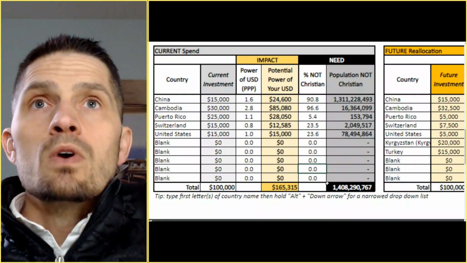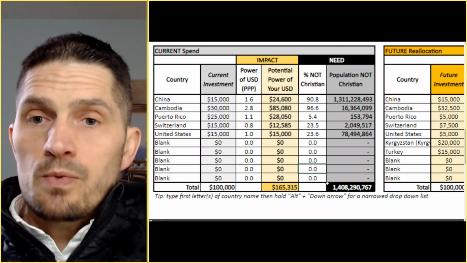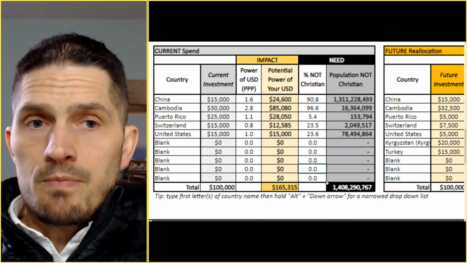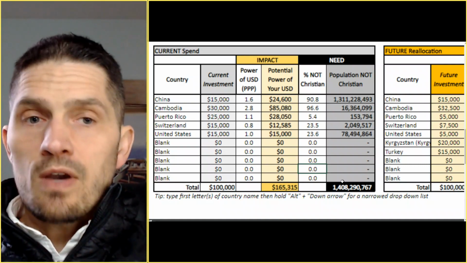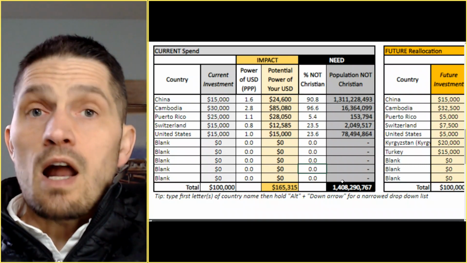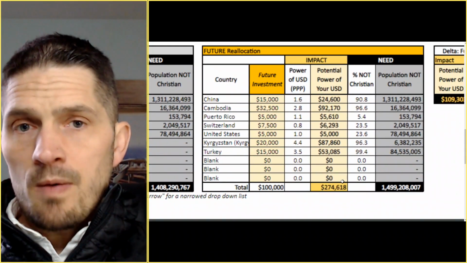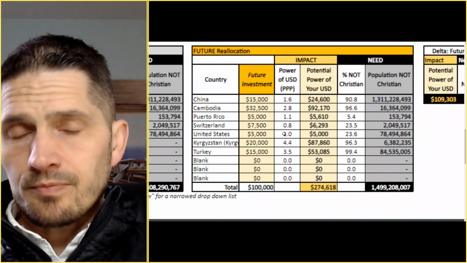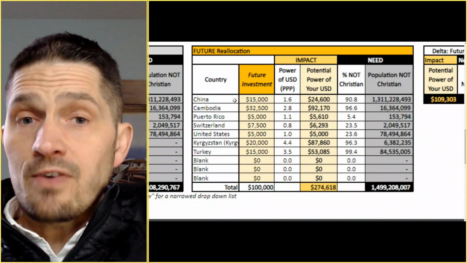Now, you assess your current state, and then you can use the research and the analysis that has been provided up above, and you can say, okay, I want to actually look at optimizing my investments. So let me move over here. It's structured in the same way, but this is looking at future reallocation. And what I did here, I kept the 5 countries the same.